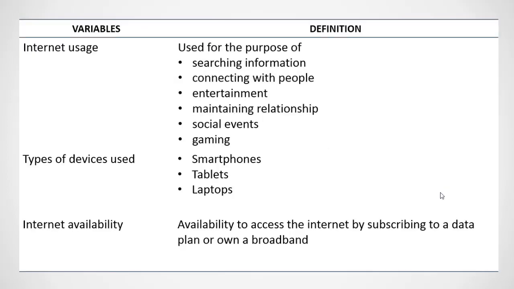The internet is used for the purpose of searching information, connecting with people, entertainment, maintaining relationships, social events, and also gaming. As for types of devices used, there are smartphones, tablets, and also laptops. Internet availability is defined as the availability to access the internet by subscribing to a data plan or on a broadband.